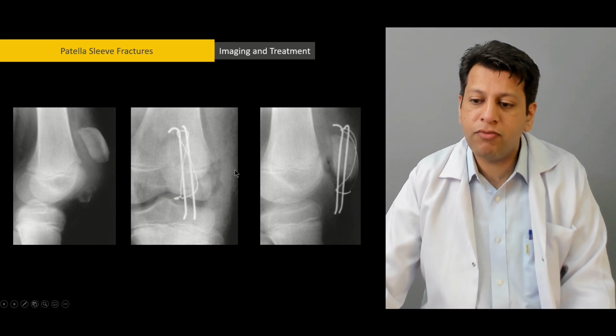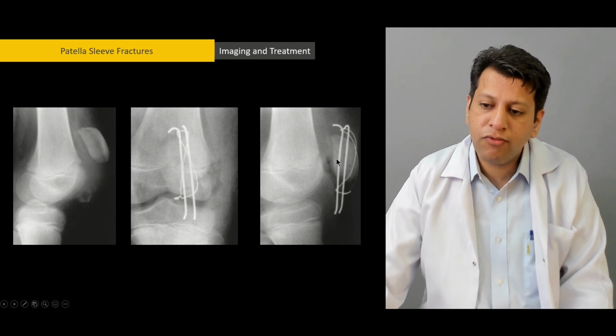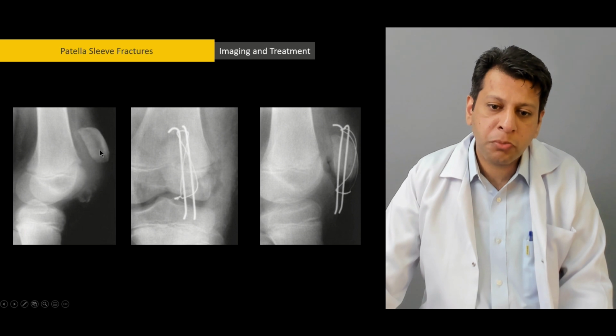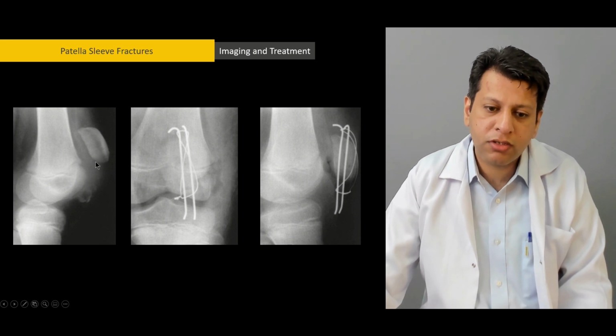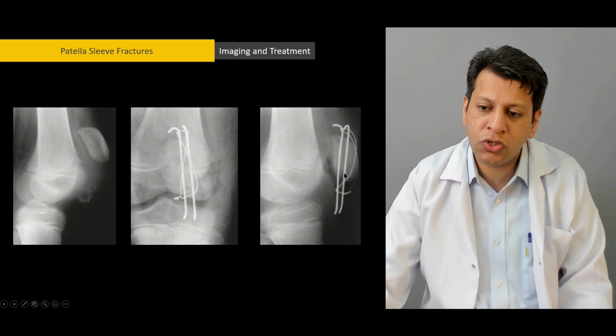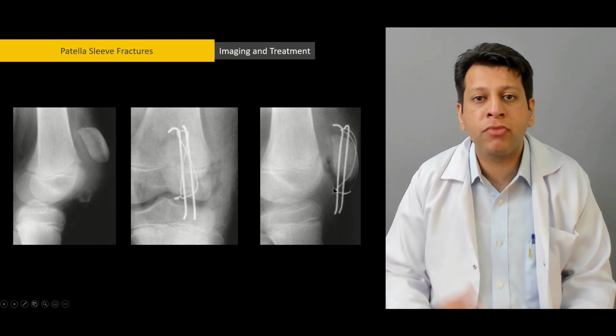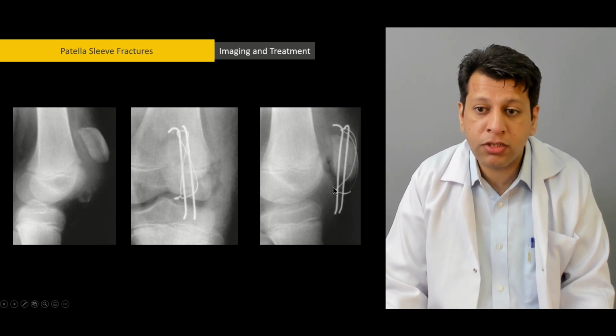And this is the lateral view. You can appreciate it over here. If you see this patella and this patella, can you appreciate how much distance it has from the tibia, and how much distance this has from the tibia? Now it is actually restored back into its normal shape.